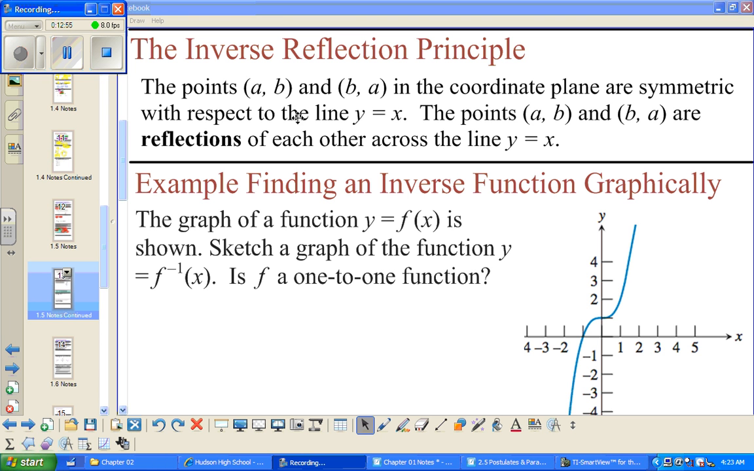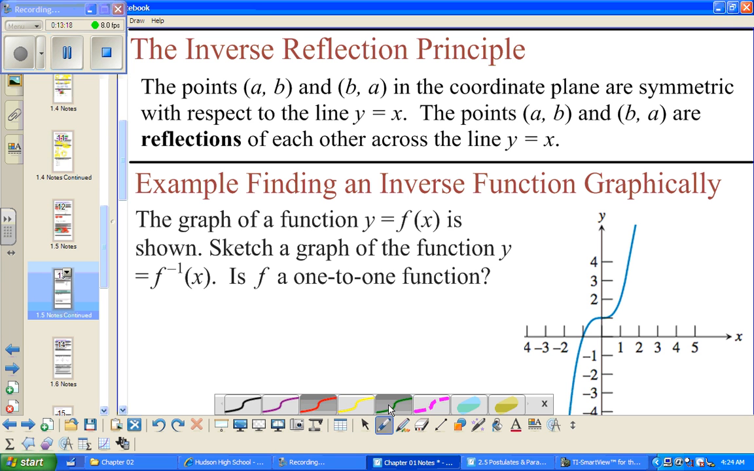So what I was just describing was algebraically how you can see, or numerically, if you will, how one function would be the inverse of another. Graphically, we use the inverse reflection principle. The points (a, b) and (b, a) in a coordinate plane are symmetric with respect to the line y equals x. The points (a, b) and (b, a) are reflections of each other across the line y equals x.